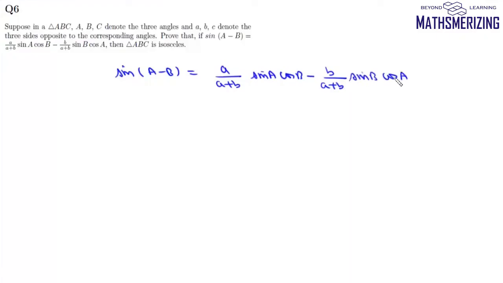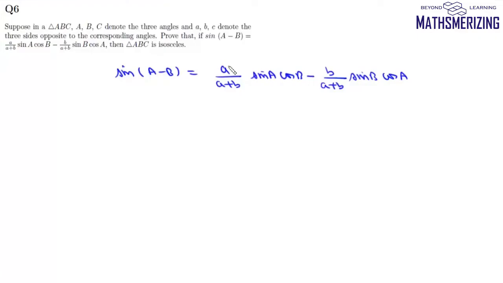Now question number 6 is: suppose in a triangle ABC, A, B, C denote the three angles and a, b, c denote the three sides opposite to the corresponding angles. Prove that if sin(A minus B) is equal to a upon (a plus b) sin A cos B minus b upon (a plus b) sin B cos A, then triangle ABC is isosceles.